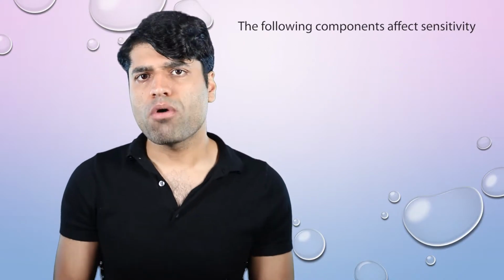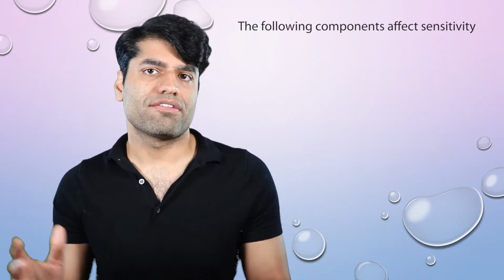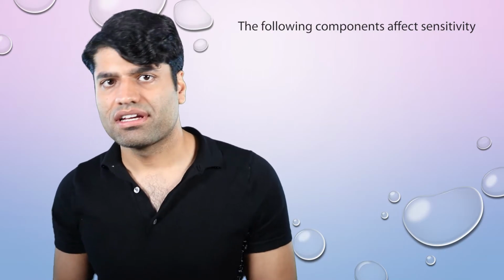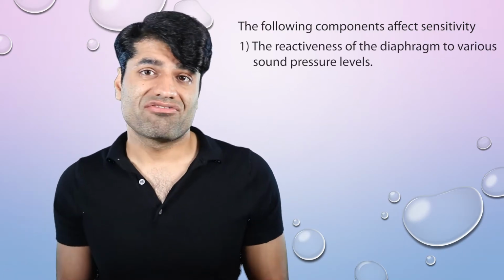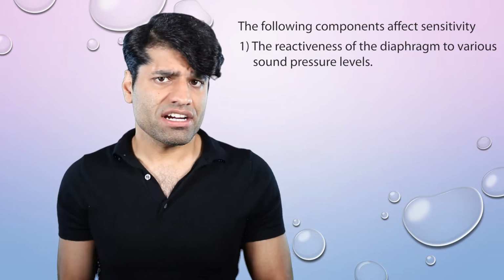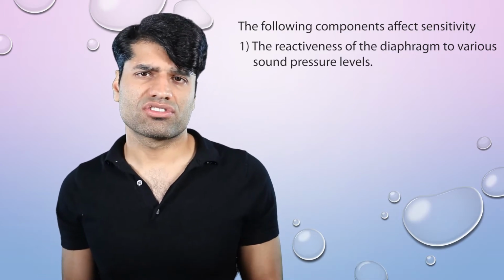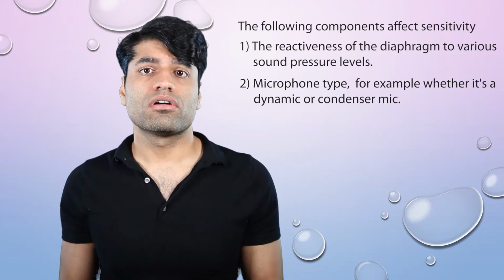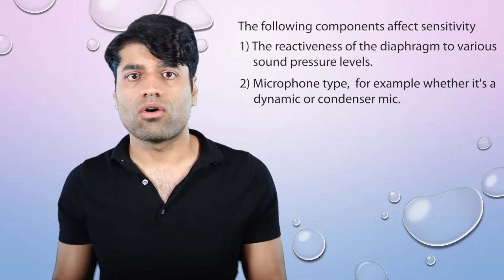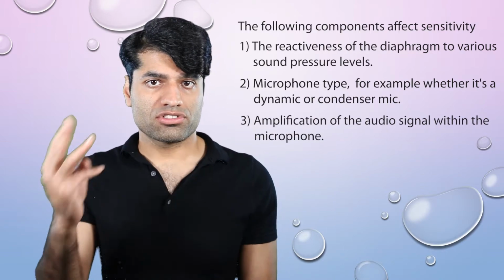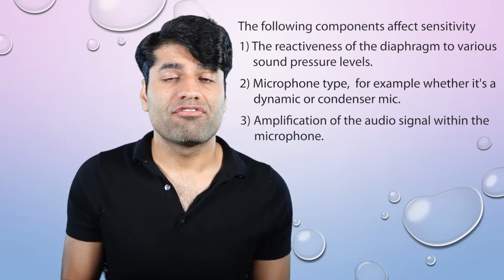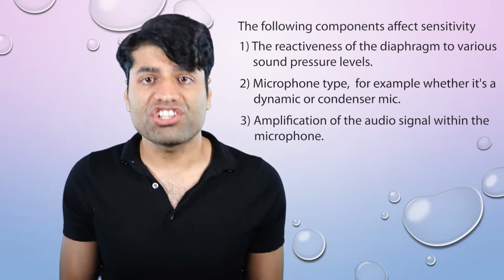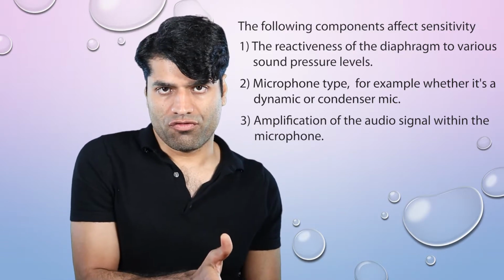The following components of the microphone affect its sensitivity. Number 1, the reactiveness of the diaphragm to various sound pressure levels. Number 2, microphone type, for example, whether it's a dynamic or condenser mic. Number 3, and finally, the amplification of the audio signal within the microphone.